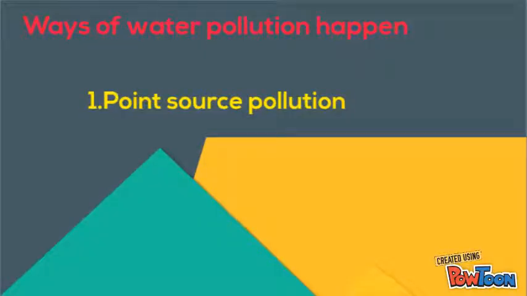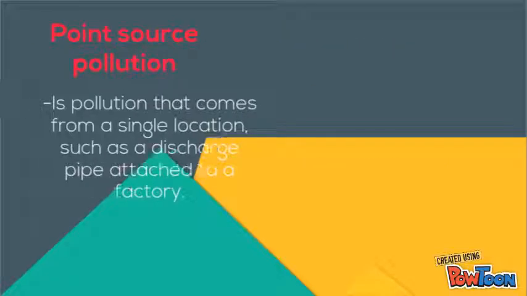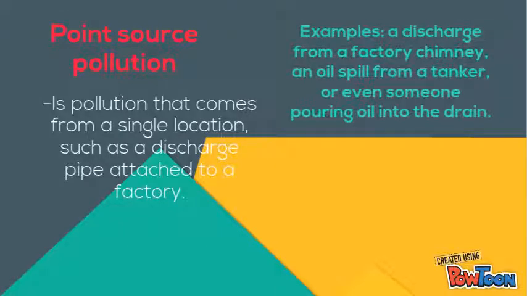There are two ways water pollution happens. The first one is point source pollution and the second one is non-point source pollution. Point source pollution is pollution that comes from a single location, such as a discharge pipe attached to a factory. Examples: a discharge from a factory chimney, an oil spill from a tanker, or even someone pouring oil into the drain.